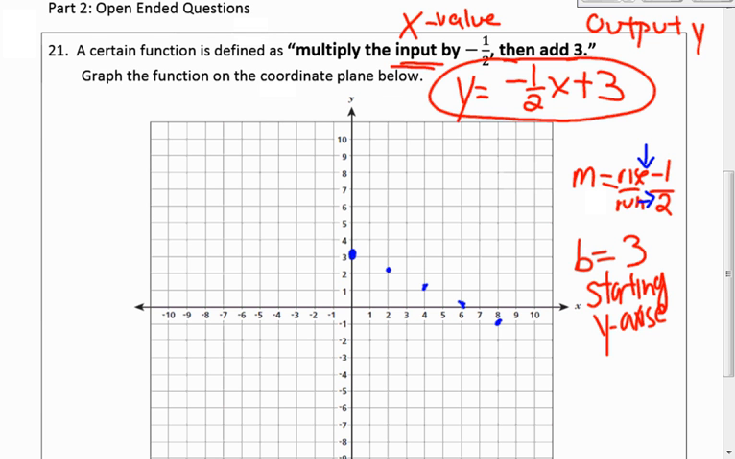I'm going to follow the same pattern, just do the reverse to extend my line. Start again at the y-intercept of (0, 3), and go up 1 to the left 2. Up 1 to the left 2. Connect your points. To receive full credit, put arrows on the ends, and you can label your line y equals negative 1/2 x plus 3.